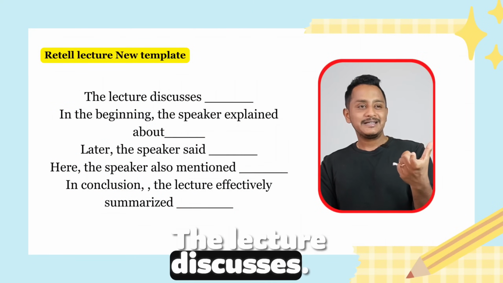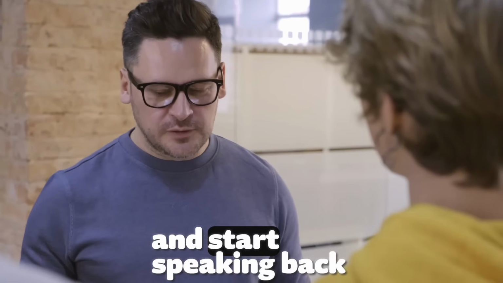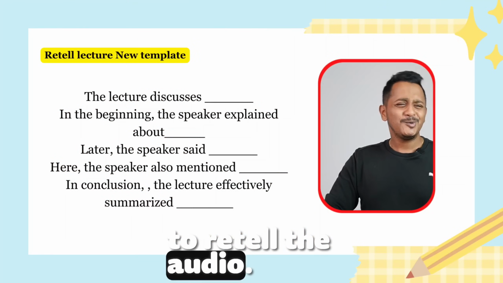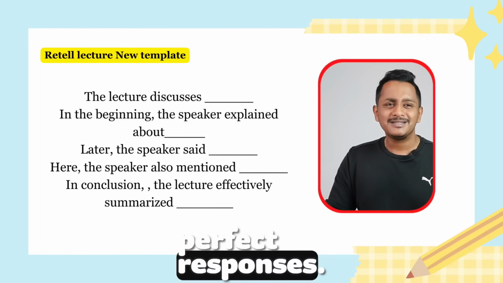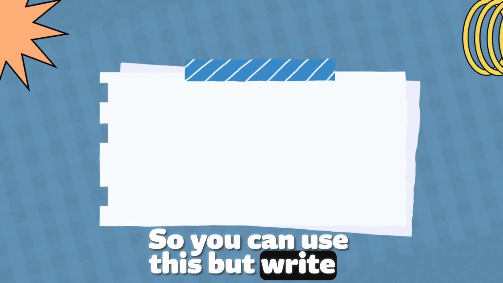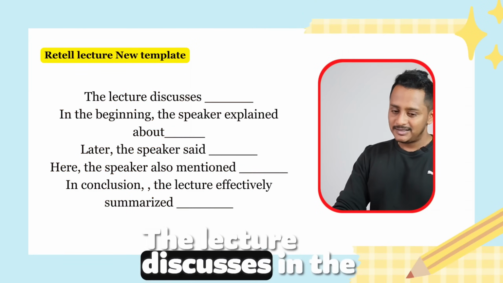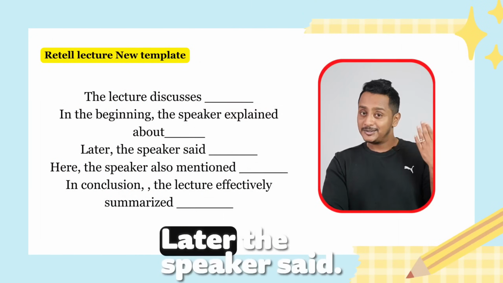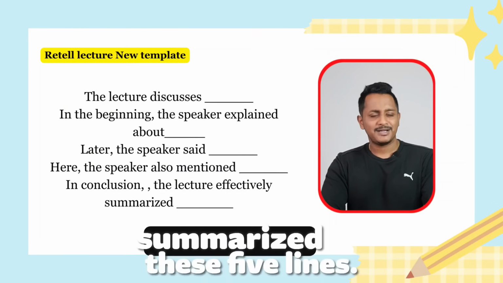The lecture discusses. Now you go to a random person and ask the person to listen to an audio and start speaking back to retell the audio. You would use this. Pearson in their website, they've given some sample perfect responses. It has, in conclusion, the speaker said. So you can use this, but write also something on your own and speak that back. The lecture discusses. In the beginning, the speaker explained about. Later, the speaker said. Here, the speaker also mentioned. In conclusion, the lecture effectively summarized.